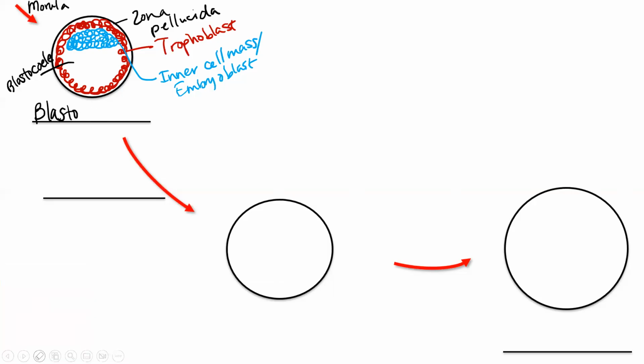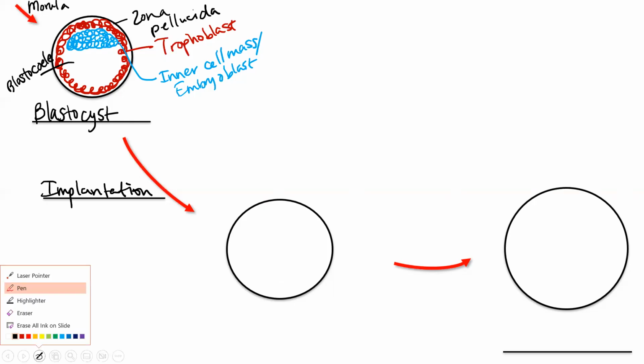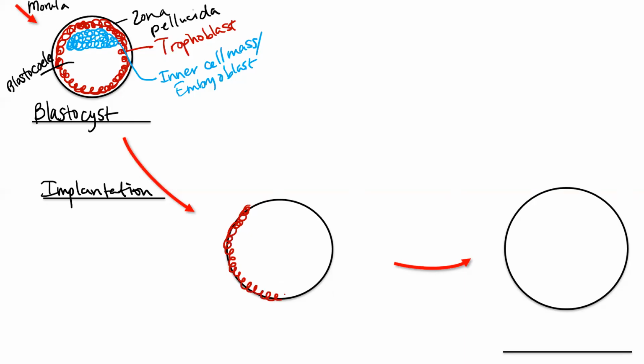Do a little eraser right there. Okay. The blastocyst is going to go through implantation here. And once it starts to implant, you're going to start to create your bilaminar embryo next. So implantation means that my zona pellucida has to hatch away. So instead of having that black layer, I'm going to replace that black layer with my kind of reddish brown layer here, which is my trophoblast.